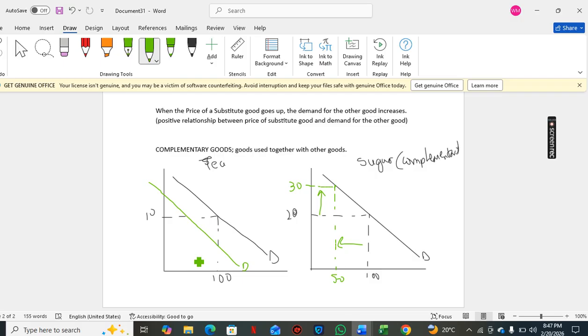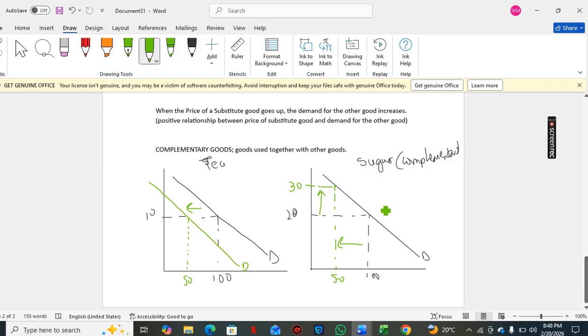Yes, there are those people who can drink tea without sugar, well and good. But you find a good number of people who stop buying tea. So you find a decrease in the demand of tea.